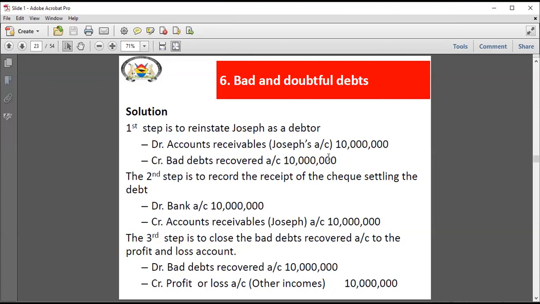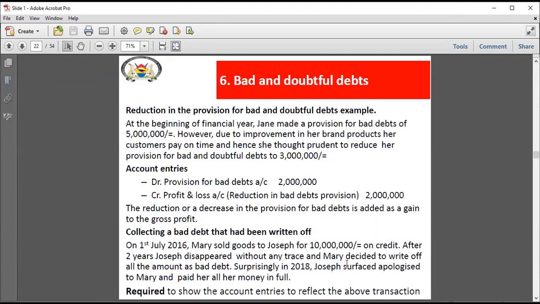Now, after we've gone ahead to reinstate Joseph in our books, we now go ahead to recognize his money against the reinstated receivables by debiting our bank with 10 million. Remember, Joseph is paying us. The question is telling us that Joseph first apologized and paid her all her money in full.